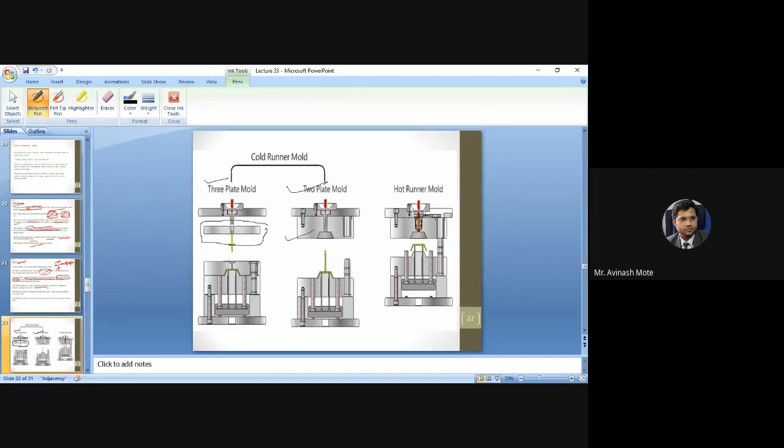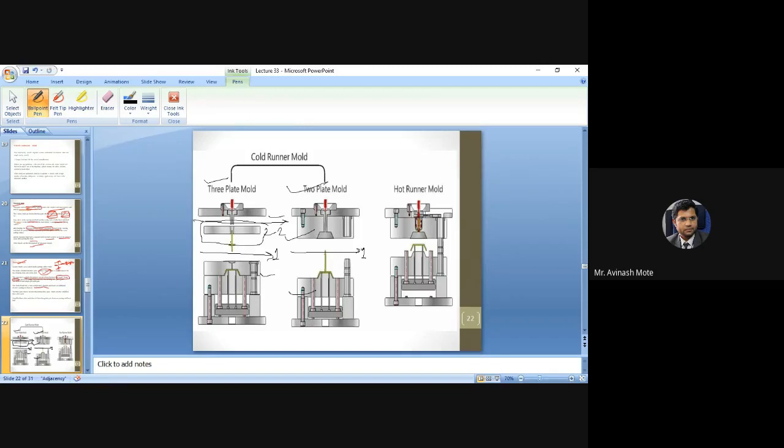Half part which is a moving one is the top one, and this is a fixed one. Okay, lower part. Here also this is a fixed one, this is a moving one. Now what is happening in case of three plate mold? We are having two parting lines. Here is one parting line, here is another parting line, and in case of two plate mold we are having only one parting line. Getting it right?